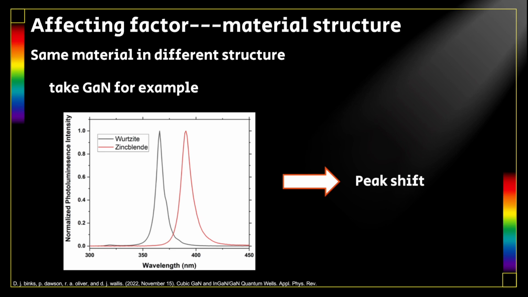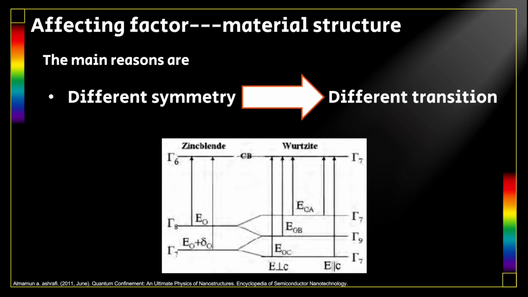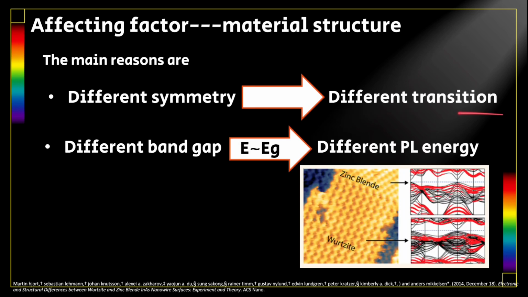Next part is about the material structure. I take gallium nitride as an example. We can see that different crystal structures give a clear shift in the PL peak. This is because different structures have different symmetry, and structural distortion causes energy level splitting, just like this one. So it causes different transitions, and different transitions lead to different band gaps, and finally the PL energy will be different. This image shows that different structures have different band gaps.